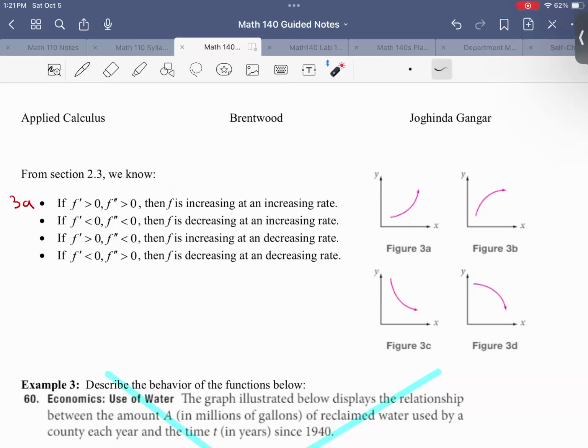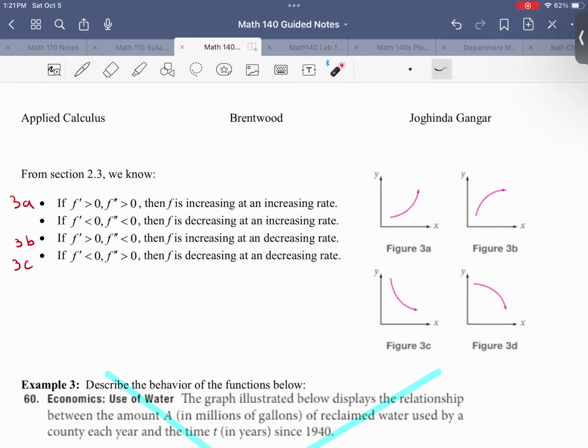Okay, so 3b looks like we're increasing, but that increase is kind of tapering off. So I would say we are increasing at a decreasing rate. So I would say 3b is that third one, sorry. And figure 3c, we're decreasing, but it looks like that decrease is sort of tapering off a bit. So I would say we're decreasing at a decreasing rate, like that decrease is tapering off. So I would say 3c.